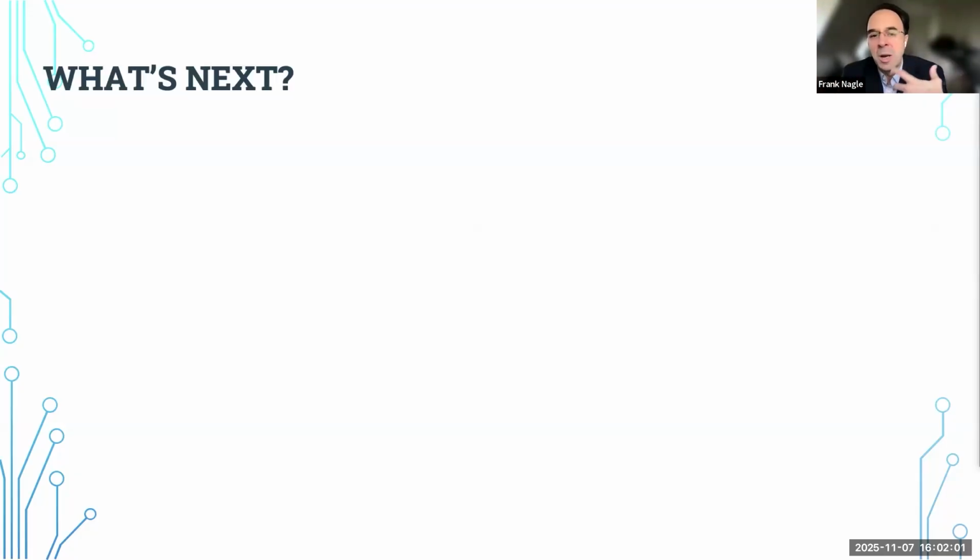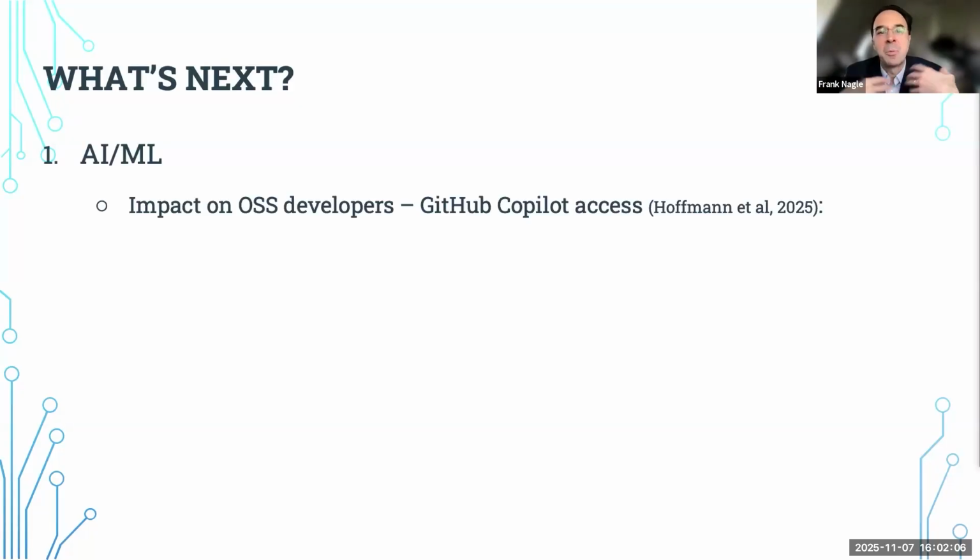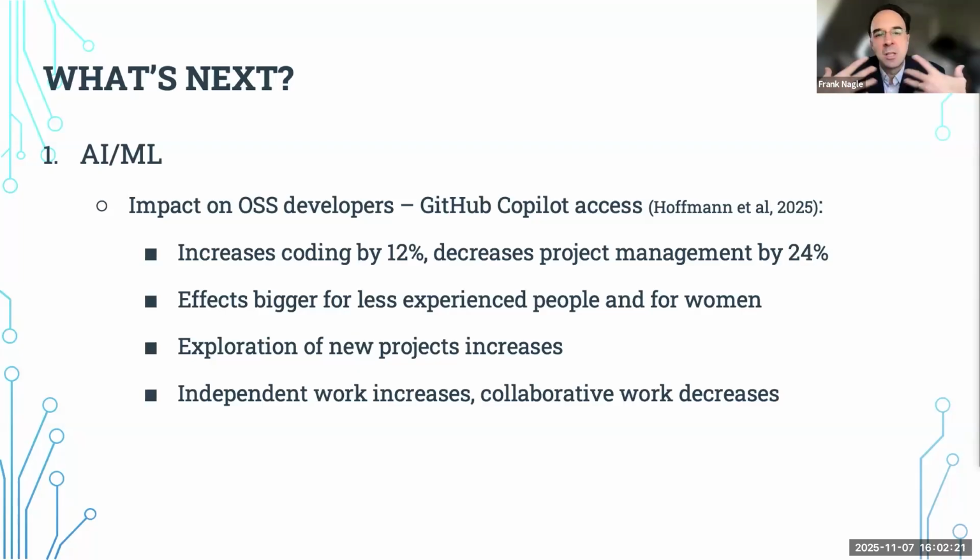And here's where we're headed, right? So obviously AI and ML, we're in the process of analysis of, this paper is public, but looking at the impact of AI on open source developers. So when open source developers got access to GitHub Copilot, we see this big change in the way that they work. It increases their coding activities and decreases their project management. And this isn't public yet, but we're digging into some of this and looking at how the effects can be bigger for not only less experienced people, but also for women.